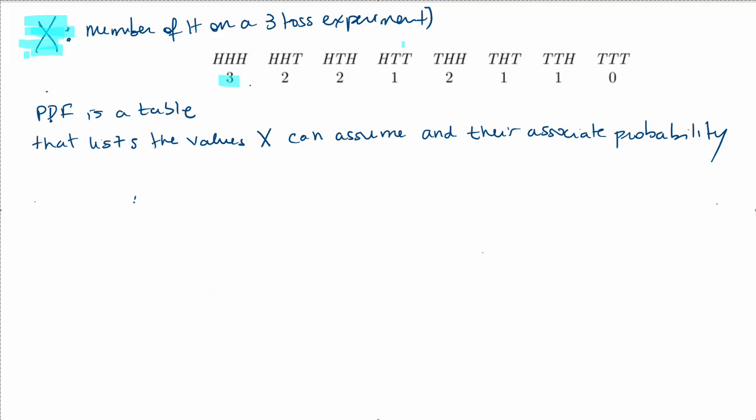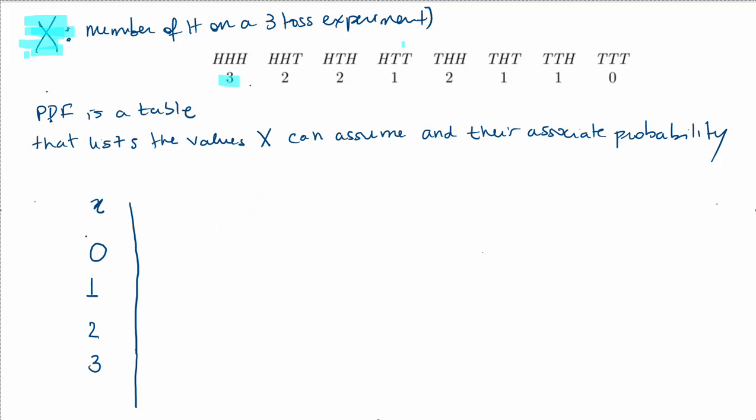So it is like this. It's a table, and in this table we have 2 columns. The column on the left lists the values that x can assume. Okay? So what are the values that x can assume in this experiment? It can assume 0 if it's TTT. It can assume 1, 2, 3. So in the end of the day, your variable can be 0, 1, 2, or 3. These are the numbers that your variable can assume, right?